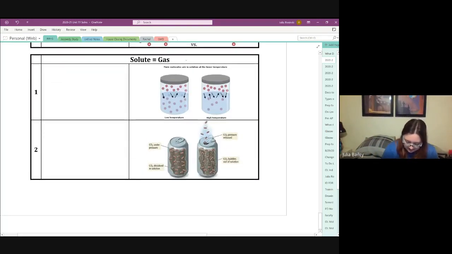And then if a gas is getting dissolved into a liquid, there are 2 ways you can speed up doing that as well. One of those ways is to actually decrease the temperature, cooling it down. If you decrease the temperature, you can dissolve more gas inside of a liquid.